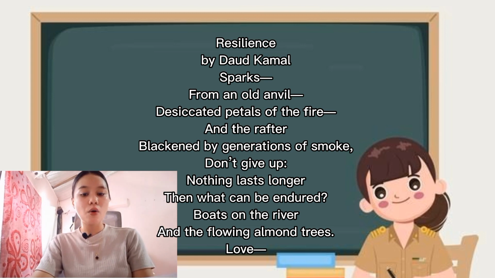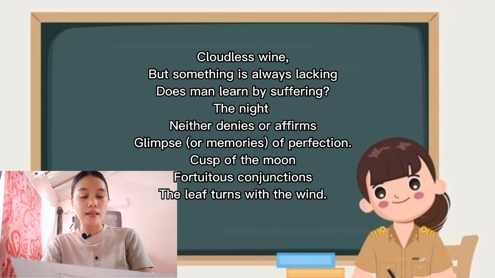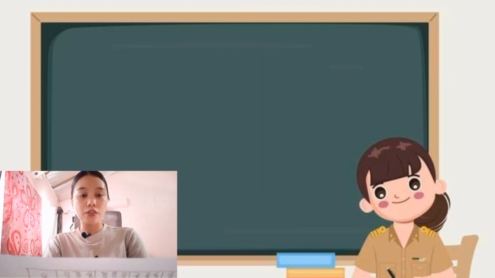Sparks from an old anvil, desiccated petals of the fire, and the rafter, blackened by generations of smoke. Don't give up. Nothing lasts longer than what can be endured. Boats on the river and the flowering almond trees. Love, cloudless wine, but something is always lacking. This man learned by suffering the night. Glimpses or memories of perfections, coasts of the moon, fortuitous conjunctions. The leaf turns with the wind.